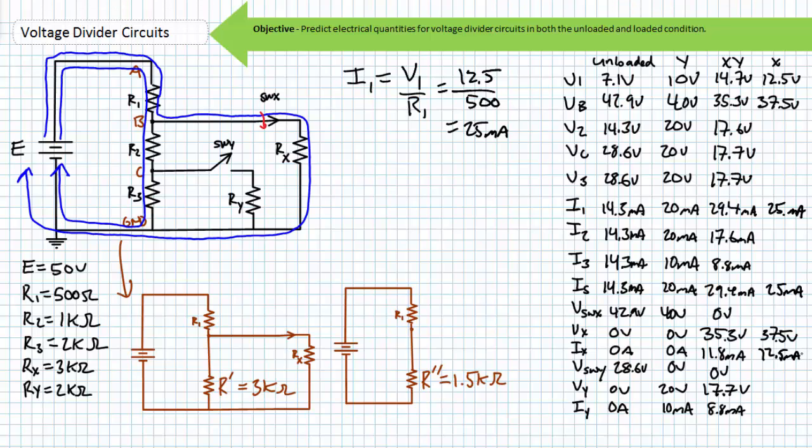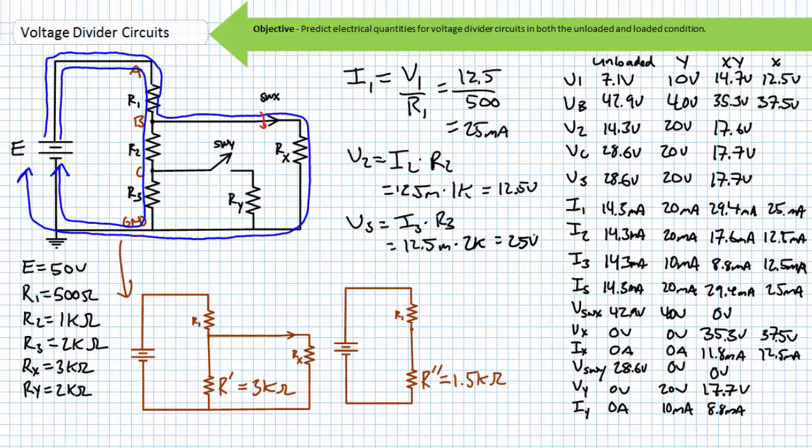Given R prime is the series combination of R2 and R3, it can be said that the current through these two resistors should also be equal to 12.5 milliamperes because they are in series with one another. I2 equals 12.5 milliamperes, as does I3. Ohm's law, Kirchhoff's voltage law, or the VDR suggests V2 equals 12.5 volts and V3 equals the remaining 25 volts. Therefore, node C is 25 volts above ground.